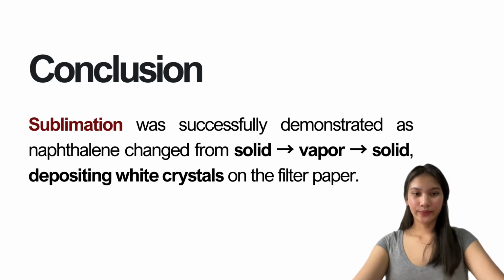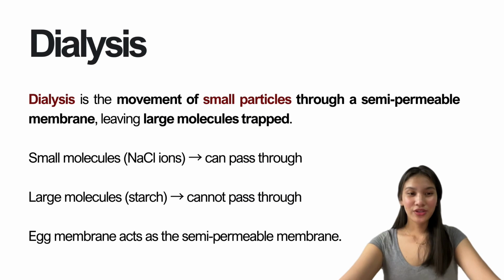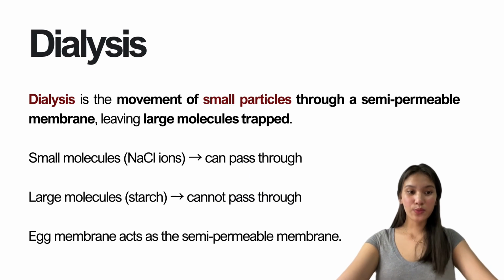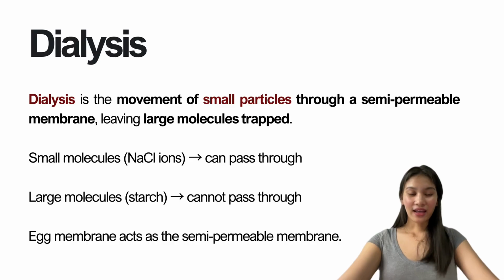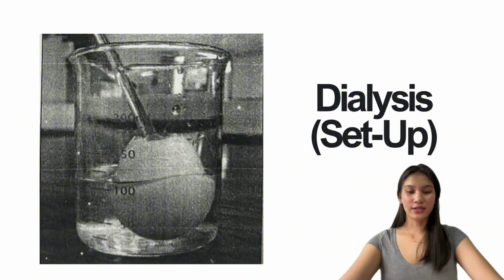Dialysis. So the theoretical explanation for dialysis is the movement of small particles through a semi-permeable membrane, leaving large molecules trapped. So small molecules can pass through and large molecules cannot pass through. Egg membrane acts as the semi-permeable membrane. So this is the setup for dialysis.